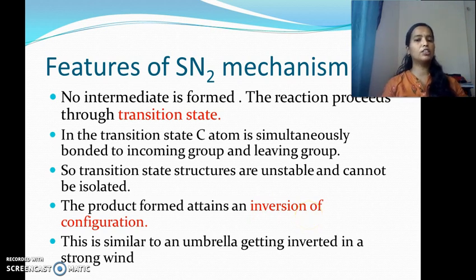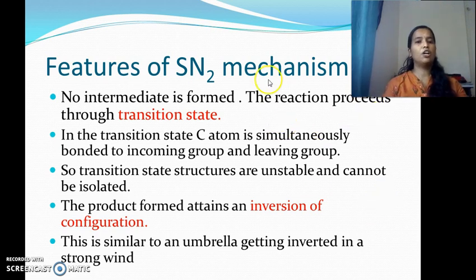This is because in the transition state there is already a carbon halogen bond. It is not completely broken, so the incoming group cannot attack from that side. It can attack only from the back side. So the product will be inverted, and we observe an inversion of configuration.